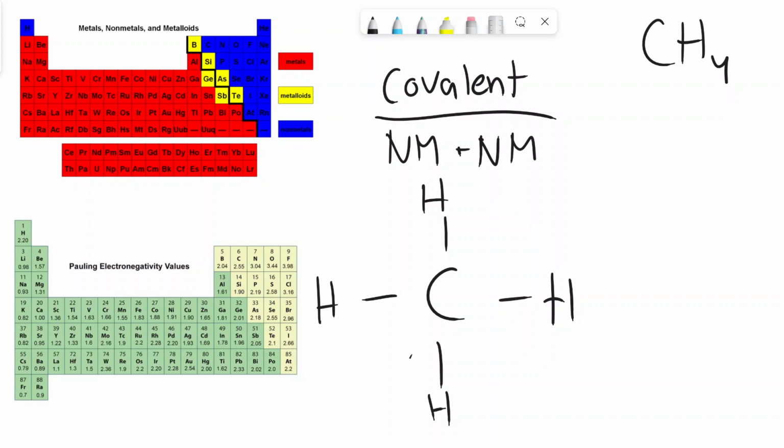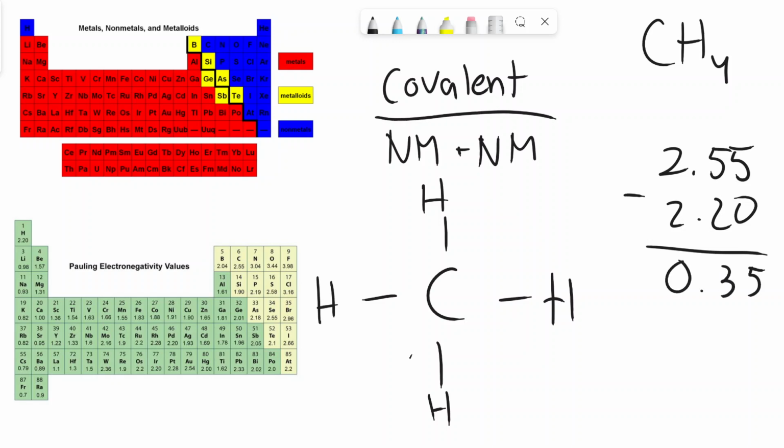Now, is this nonpolar or polar? Well, let's look at the electronegativity differences. So carbon has an electronegativity of 2.55, whereas hydrogen only has 2.20. We subtract that, and we get 0.35. Now, according to the rule we made last time, 0.35 is less than 0.5. Therefore, this is non-polar covalent.